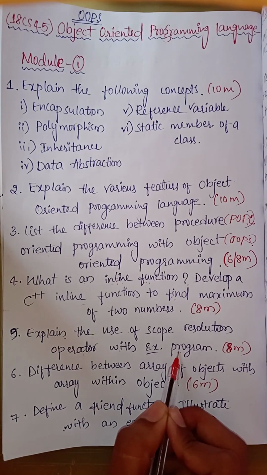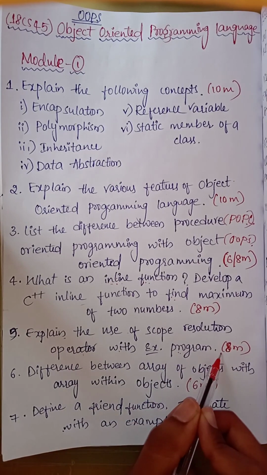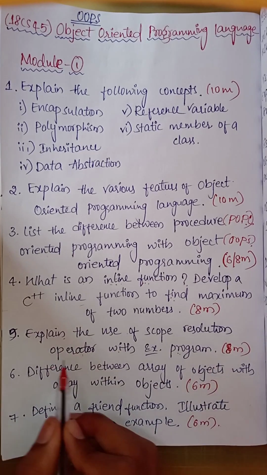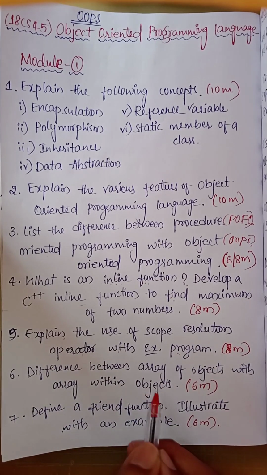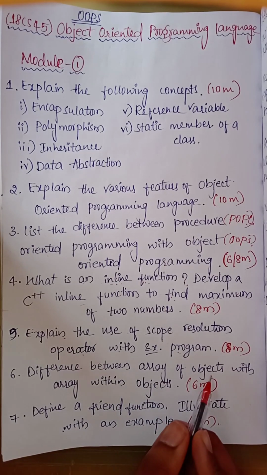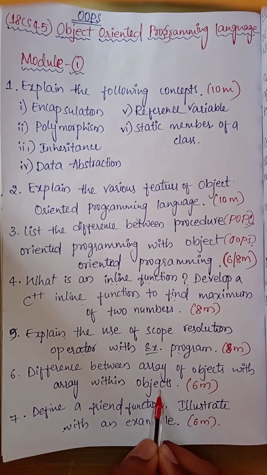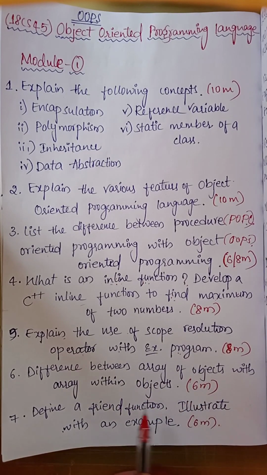This question is asked 2 to 3 times, a repeated question. This is for 8 marks. Difference between array of objects and array within objects. This is for 6 marks.